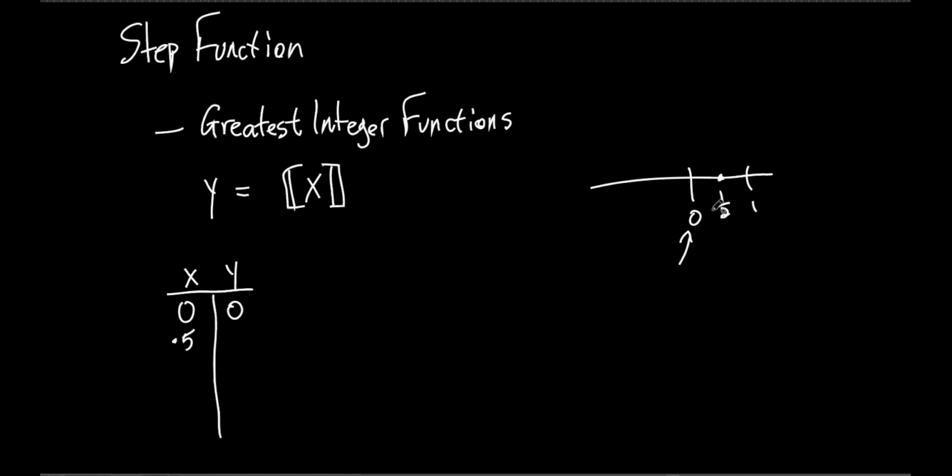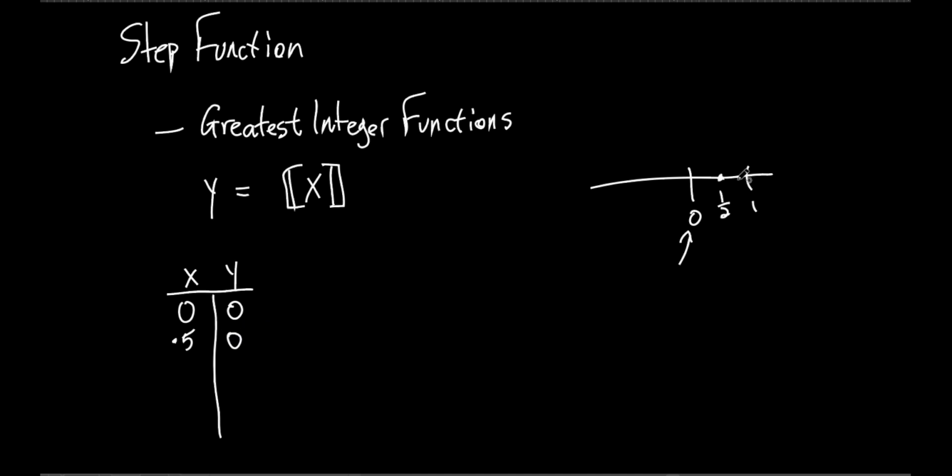Let me teach. So look, if I'm at a half, what does the greatest integer mean? It means the greatest integer that's not greater than 1/2. So what's the largest integer that's not bigger than this number right here? It's 0, because 1 would be bigger, wouldn't it? It says it's not bigger. So 1 would be bigger. Yes? Okay.